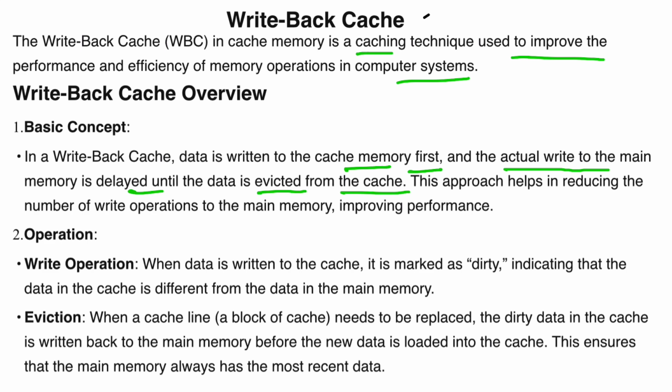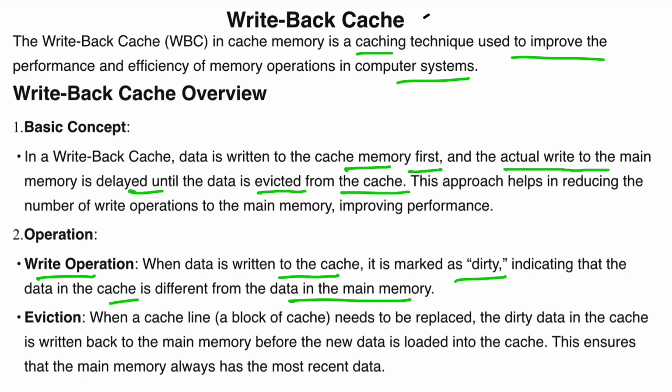See its main operations. First is the write operation. When data is written to the cache, it is marked as dirty, indicating that the data in the cache is different from the data in the main memory. That means data is present in the cache. Cache is for temporary data, so it will be marked as dirty because it is not present inside the main memory.